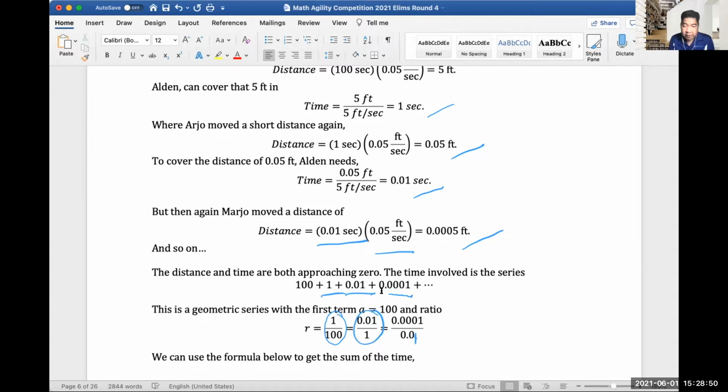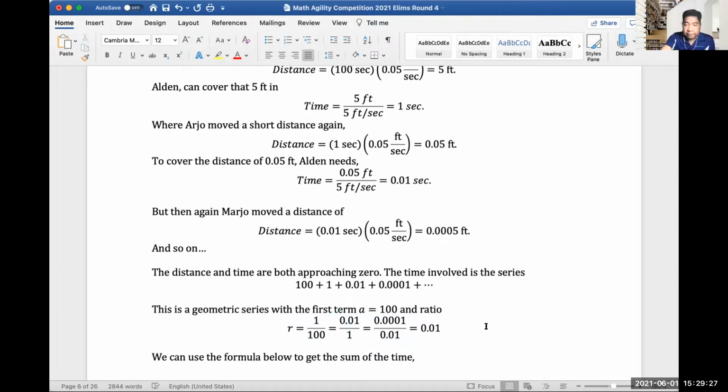Oops, it was deleted, but there should be a 1 here. Oops, the value would be 0.01, right? So, okay, hold on. Just give me a second. So this should be 1, and this should be 0.01. So the ratio that we will be using in this formula would be 0.01.